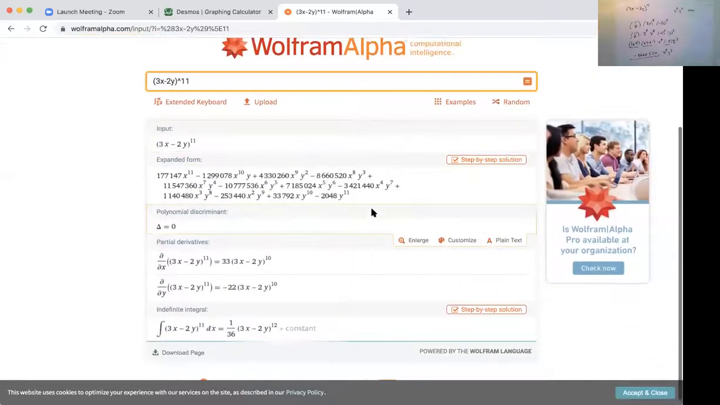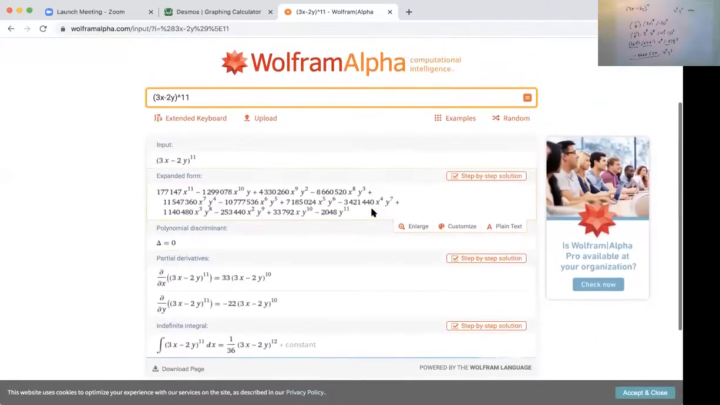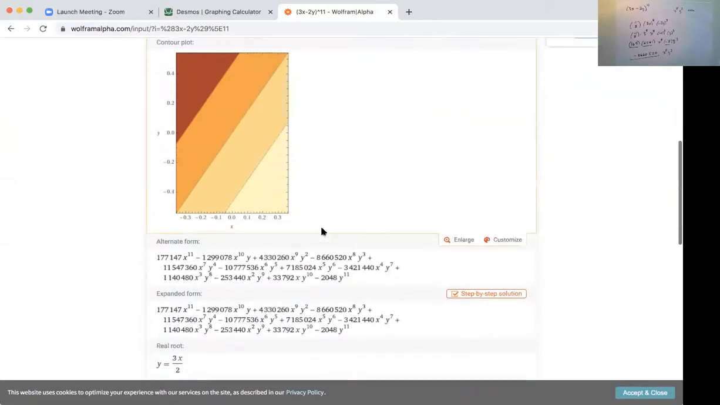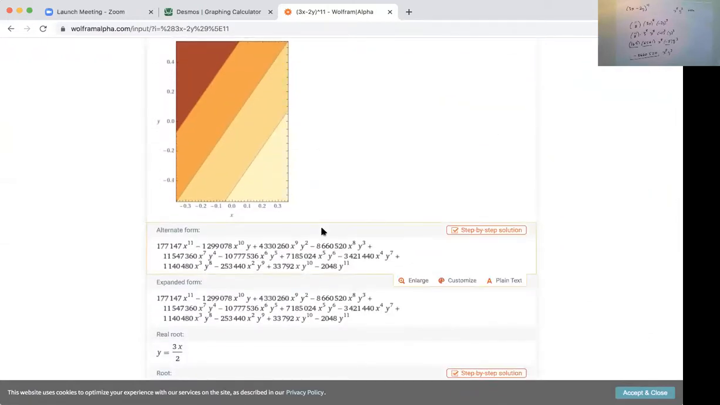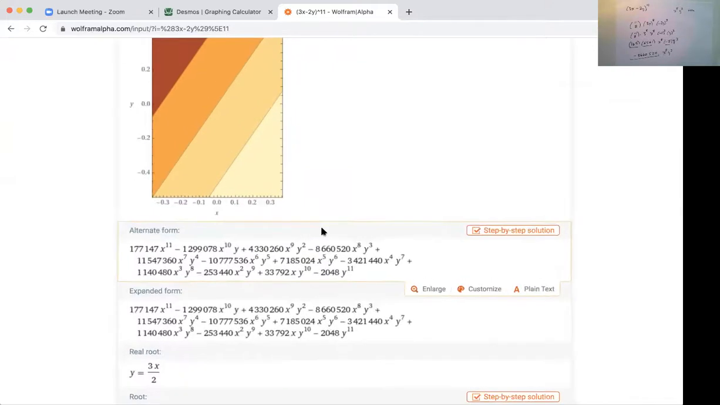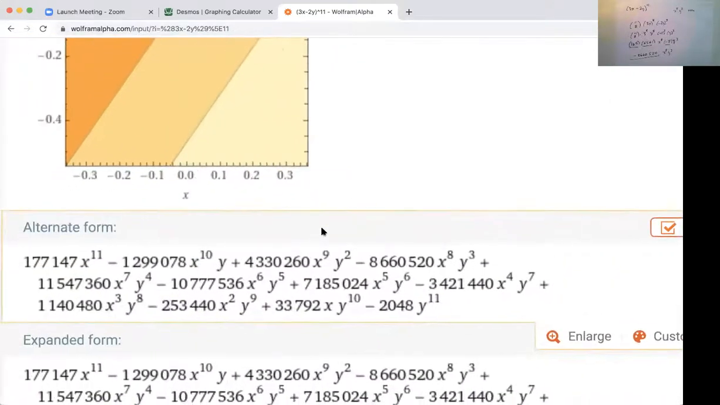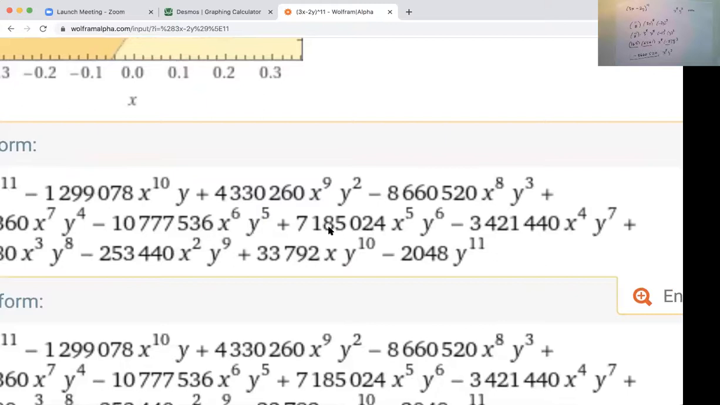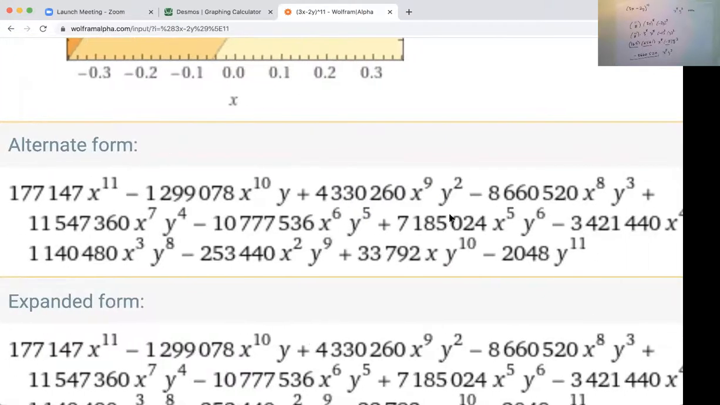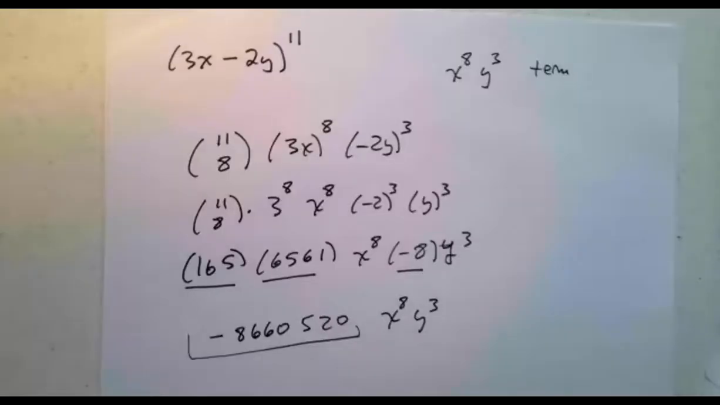And they're giving us all kinds of things here. Oh, it looks like it's there. Okay, that was actually pretty fast. X to the 8th, y to the 3rd term. Can you see it? There it is. Negative 8,660,520, which is what I thought it would be. Makes me feel pretty good about that.